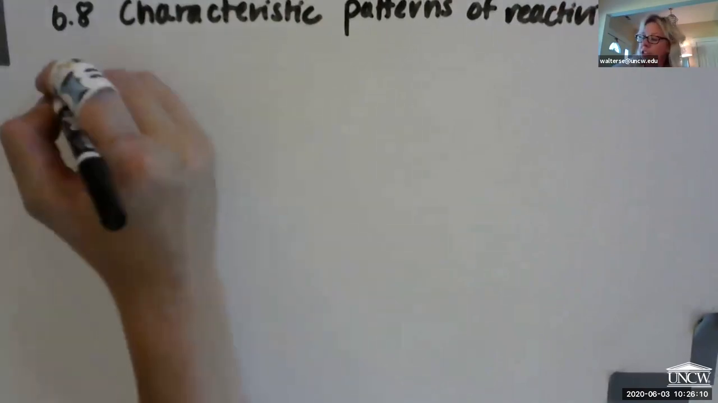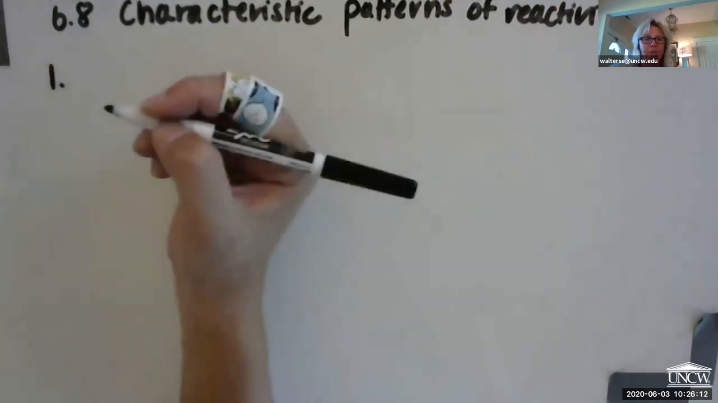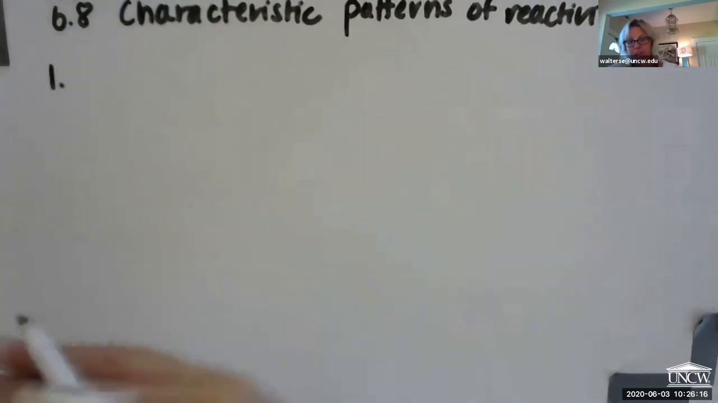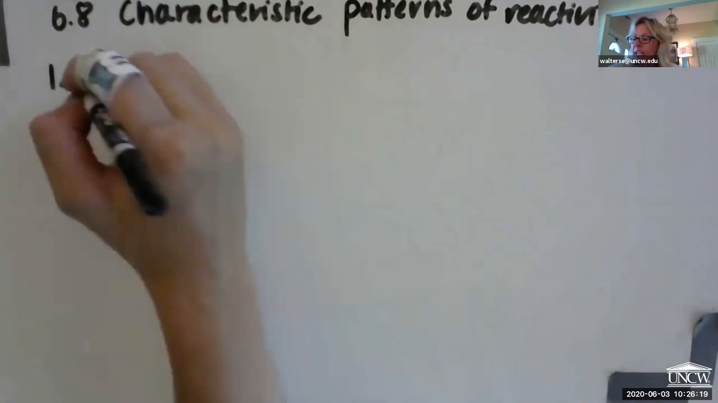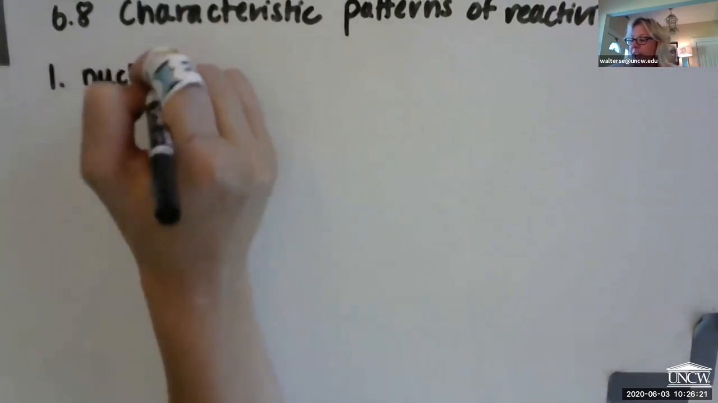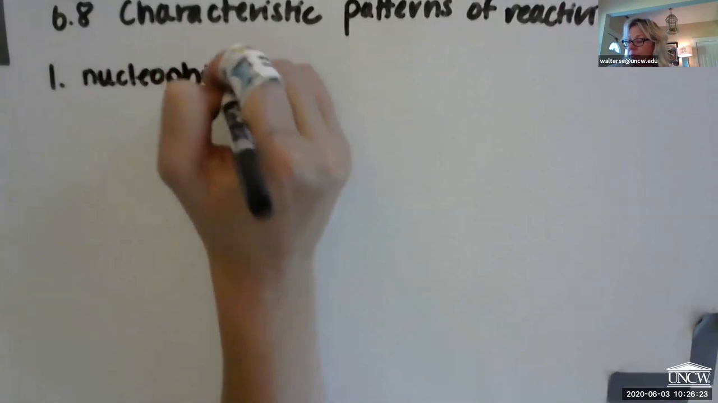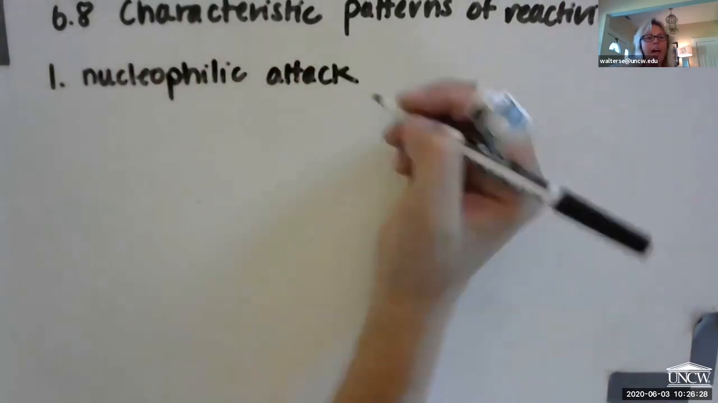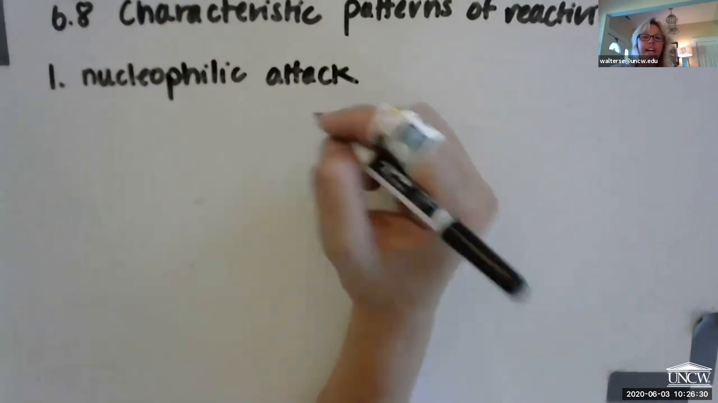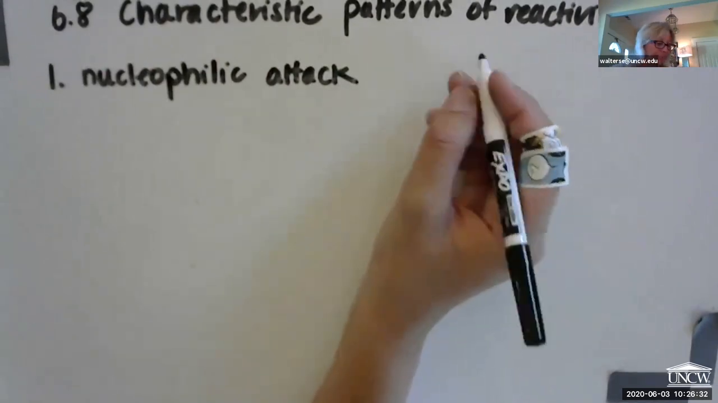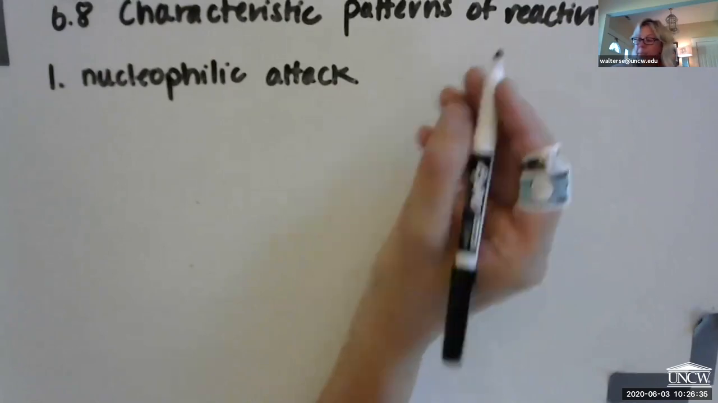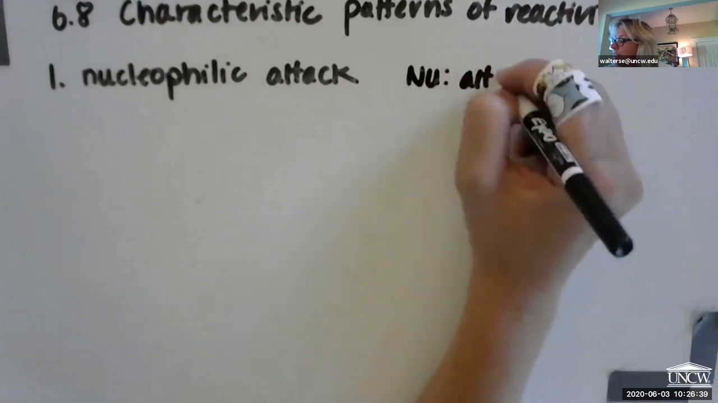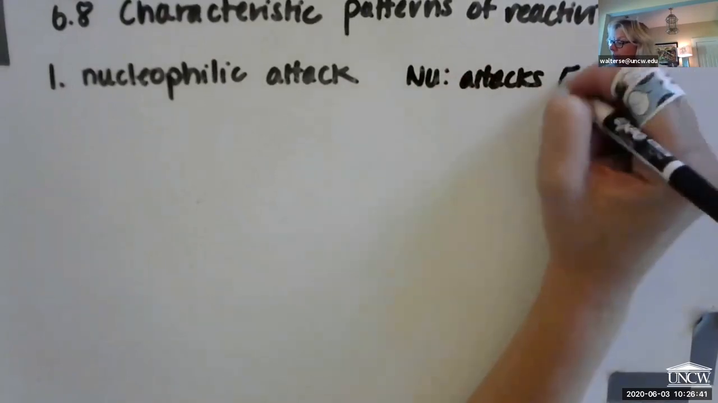So the first pattern of predictable reactivity, and we're going to use arrow pushing to show this, is called a nucleophilic attack. That would be where a nucleophile attacks an electrophile. So nucleophile attacks, and I'm just going to write electrophile, EL.